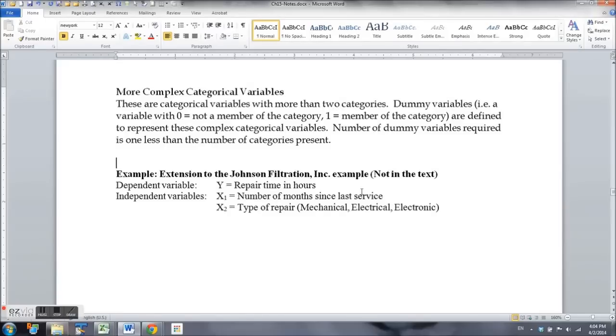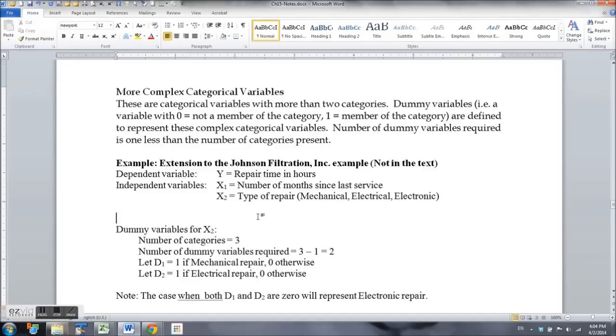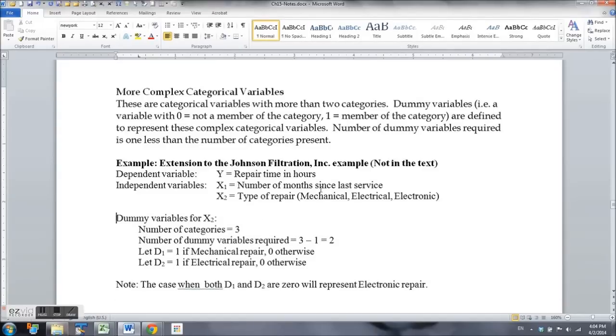So let's go back to the same example as in the previous video, and this one is not in the text. So now we have repair time in hours, and x1 is the number of months since last service. Now in the previous example, the type of repair was only mechanical and electrical. What if there are 3 types of repair: mechanical, electrical and electronic? In this case, there are 3 categories, so we have to define 2 dummy variables.